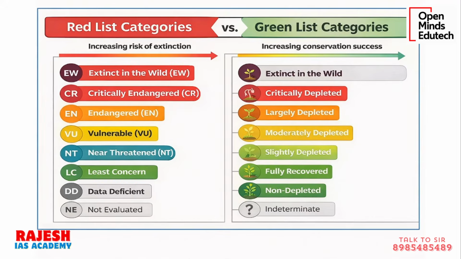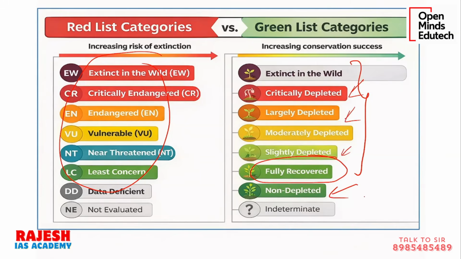You can see here, like this red list rating we have seen, in a similar way we give a rating in the green list. Whether they are critically depleted, or largely depleted, or only slightly moderate, or they have fully recovered, or they have not depleted at all. This status, if we give, is the green list. Now we are talking about recovery. This is extinction. We are seeing this in this way, bottom to top.